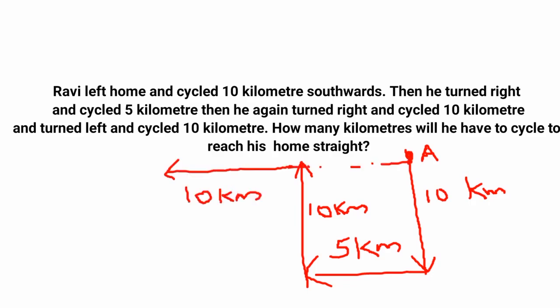So the question is to find out how many kilometers he has to cycle to reach his home straight. For that what we have to do? We have to add the distance. He started from A and reached at the point D. So the distance will be 10 plus 5, 15 kilometers.